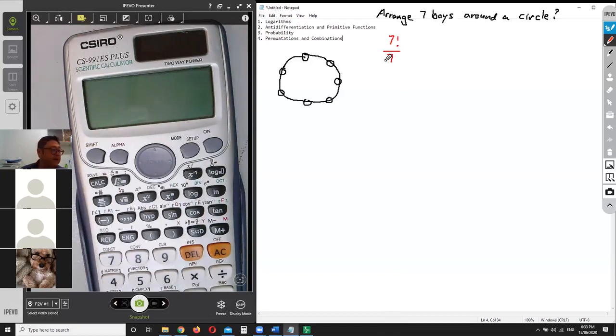Does anyone know why? Oh, that makes sense. Why? Well, if it makes sense, Anthony, can you explain it? Is there 7 different boys? Is there a chance you'll have some combinations that will overlap? You have a seven at the bottom. Yes. You'll have combinations overlapping, so you have to eliminate those combinations.